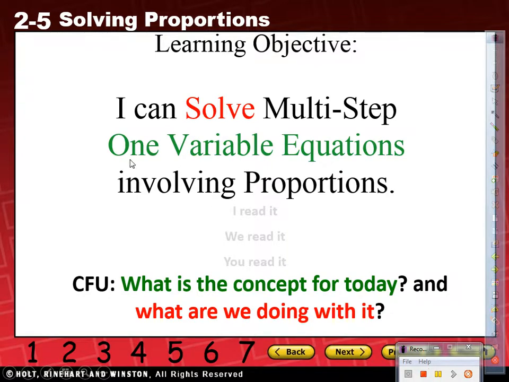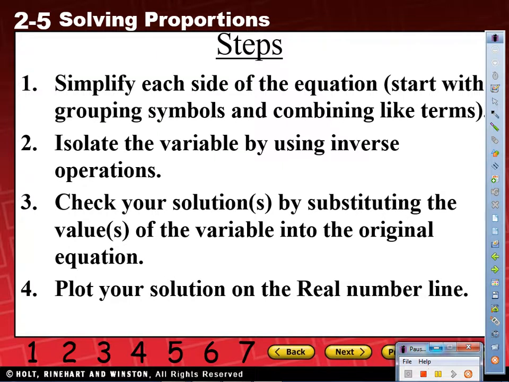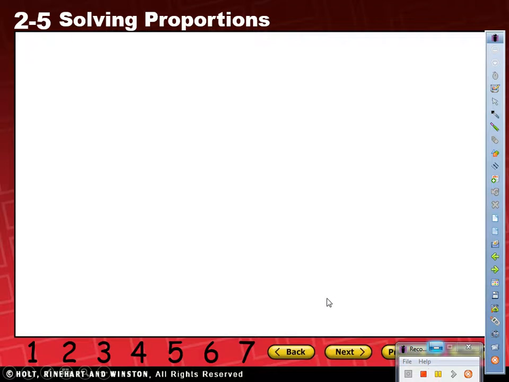Do we know what one-variable equations are? Yes. We covered that, okay? We know what our steps are, right? Simplify, isolate, plot, check. Okay, we got it, right? I gave you some notes, so just follow along. When I ask you to box something, just box it with the same color I box it, okay?